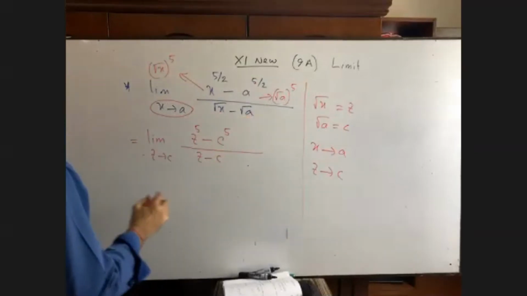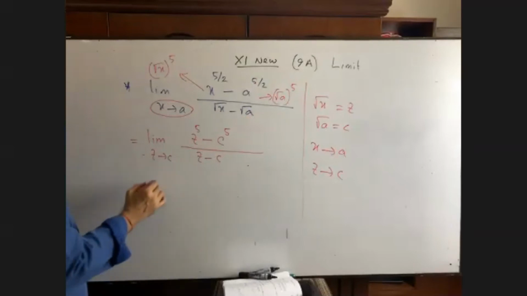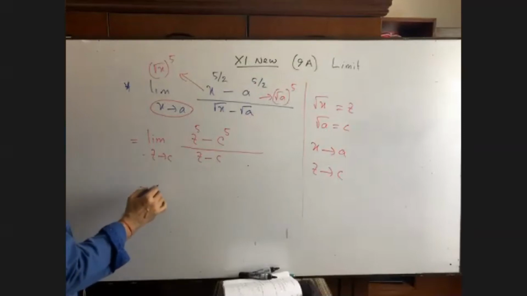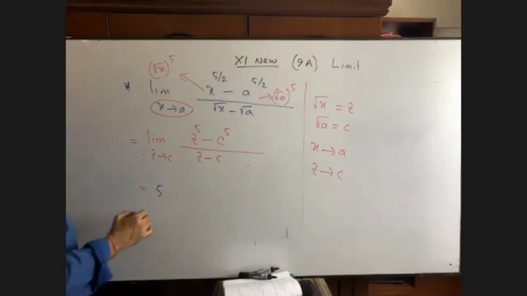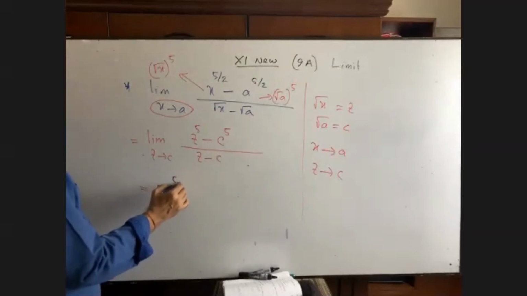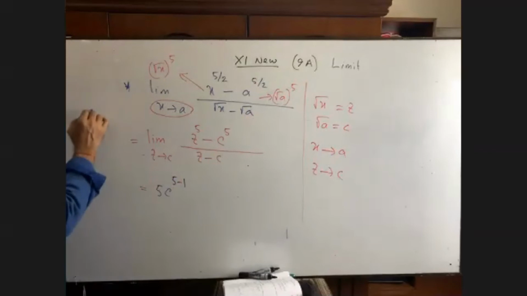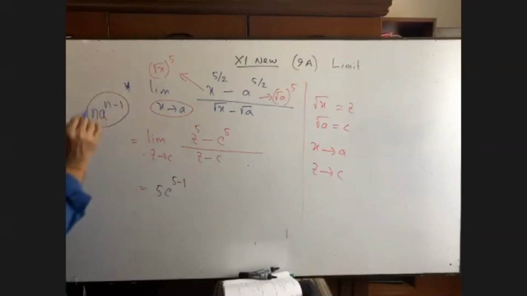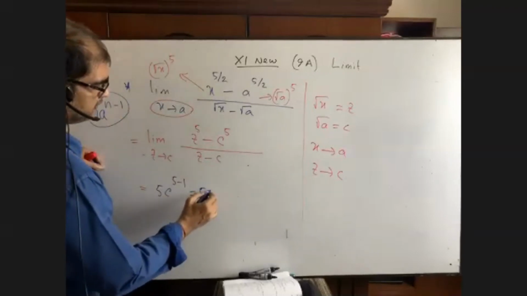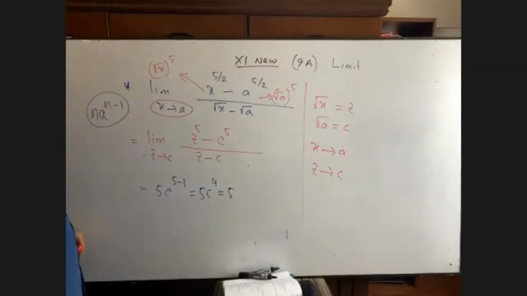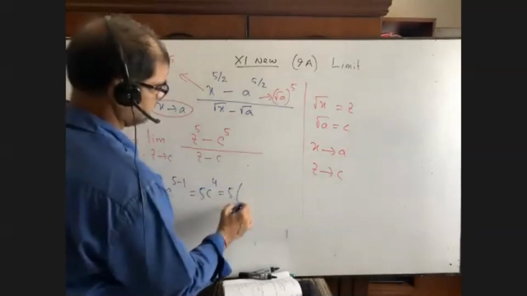Now, what is the formula that I told you? Let me know. It is n a to the power n minus 1. This is the formula. So we can write here 5 c to the power 4. What is the value of c? C equals to what? Sir, root a.